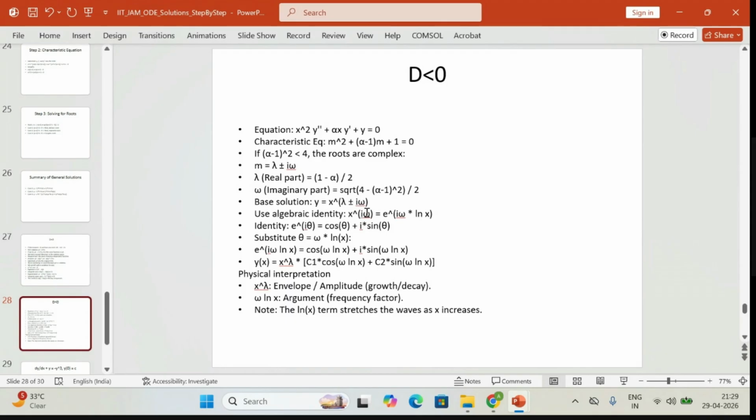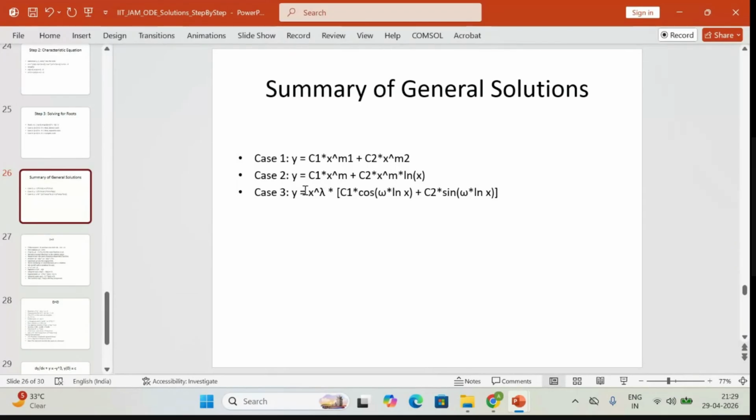Now x to the power i omega can be written as e to the power i omega ln x. Then we use the Euler identity: e to the power i theta is cos theta plus i sin theta. Substitute theta as omega times ln x. So e to the power i omega ln x is cos(omega ln x) plus i sin(omega ln x). And finally, you get this general solution that I have written out here.